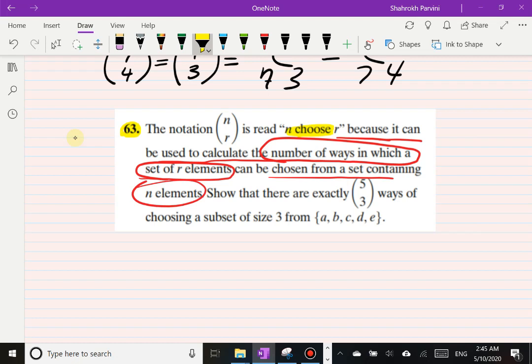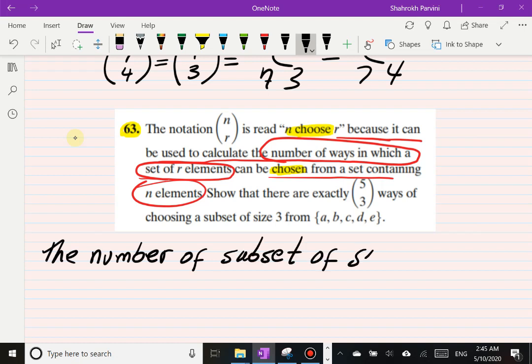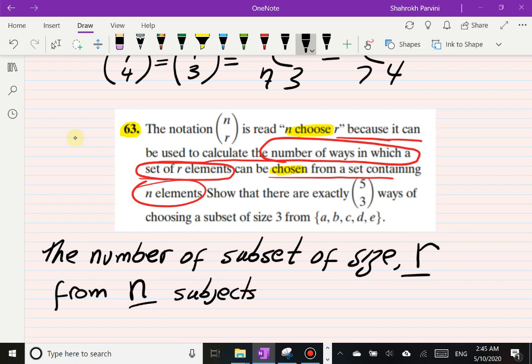You see that? Chosen. So, to paraphrase, that's what n choose r is. We're looking at the number of subsets of size r from n subjects or elements. Okay, that's what the choose is. So this notation actually counts how many subsets there are.